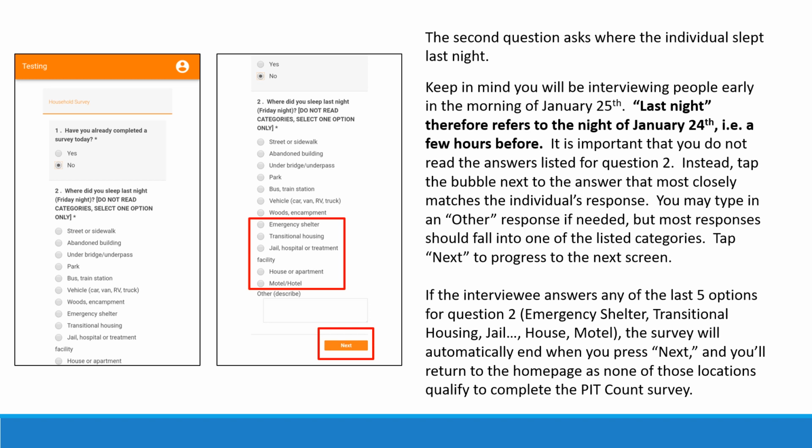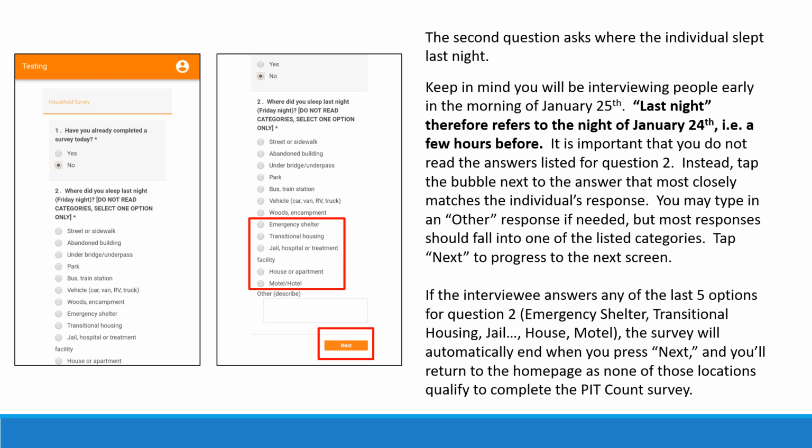It is important that you do not read the answers listed for this question. Instead, tap the bubble next to the answer that most closely matches the individual's response. You can type in a response for Other if needed, but most responses should fall within one of the listed categories. Tap Next to progress to the next screen.